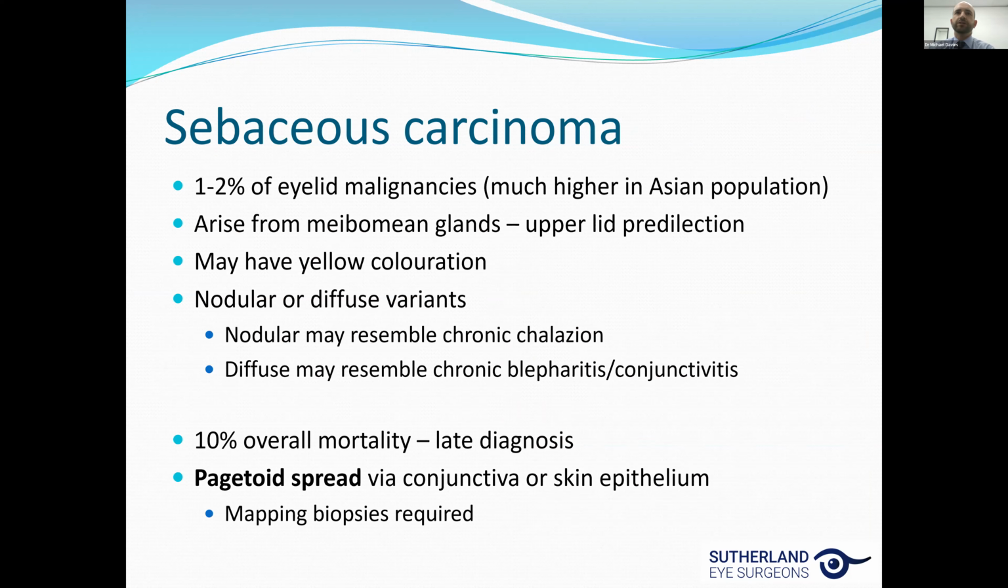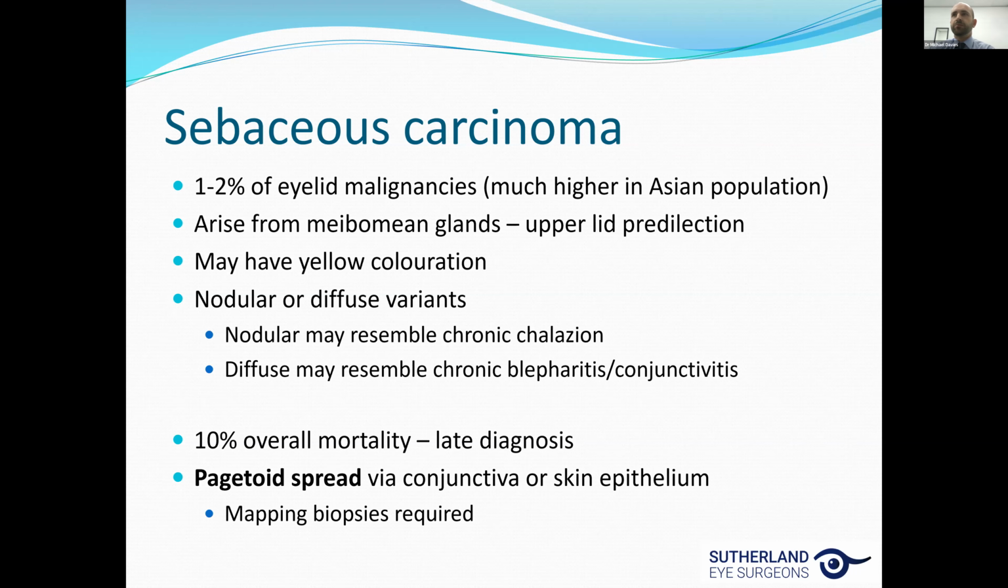These are cancers that arise from the meibomian glands, and therefore there's an upper lid predilection because there are more glands on the upper lid. They can sometimes have a very obvious yellow coloration, but not always. There are different variants, and the two main ones are nodular and diffuse.